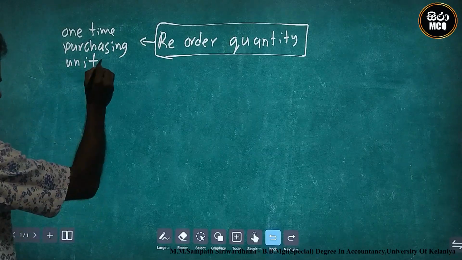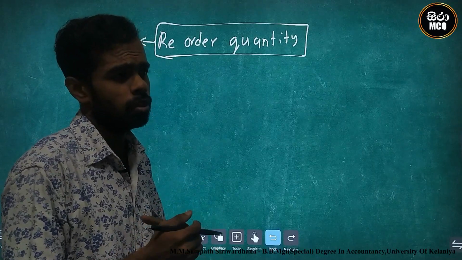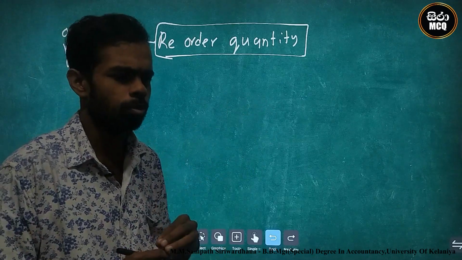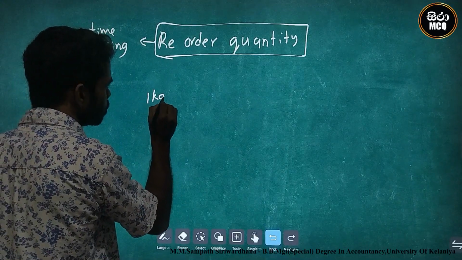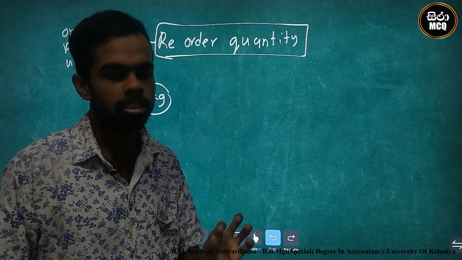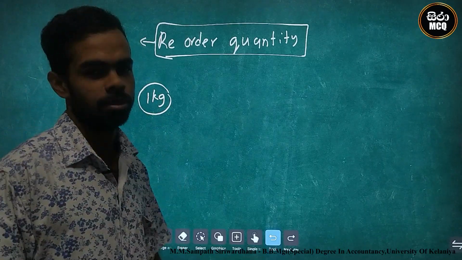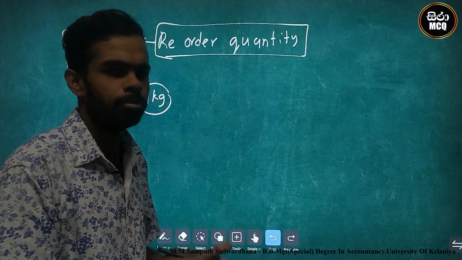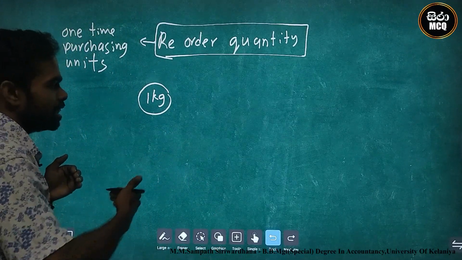Look here, we want sugar, therefore at one time I go to the selling shop, and I purchase in one time 1 kilo of sugar. This is the reorder quantity. Re means again, order means purchasing. After 2 days I again go to the selling shop and purchase 1 kilo. This is the reorder quantity, means repurchasing units.